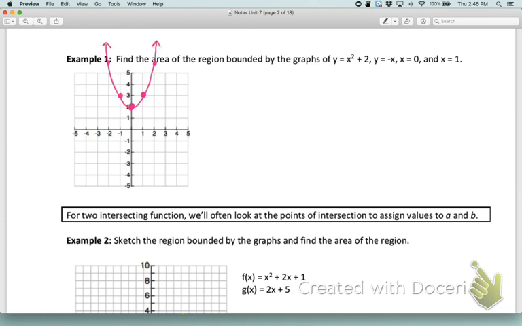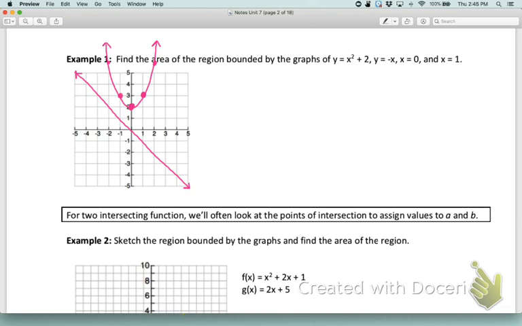Okay, then the other graph is a line. Y equals negative x has a slope of negative 1 and a y-intercept of 0. So it looks like this. My internet is lagging, so this is drawing super slowly today.